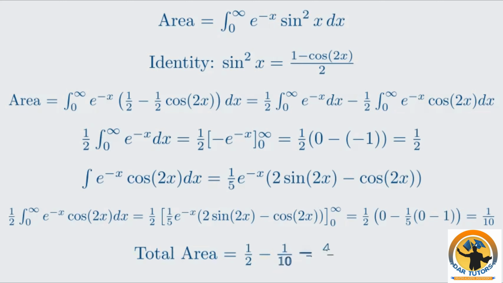The area is 1/2 minus 1/10, which equals 4/10 or 2/5. This is a great example of how multiple integration techniques can be combined to solve a single problem.